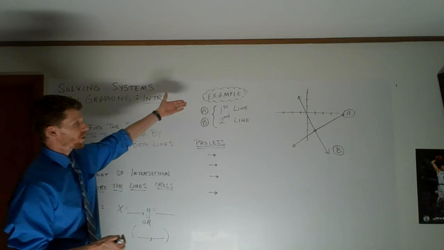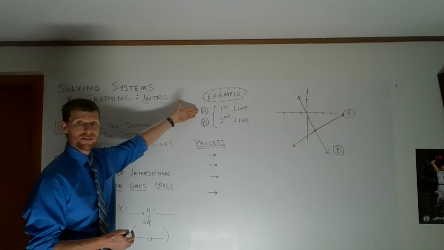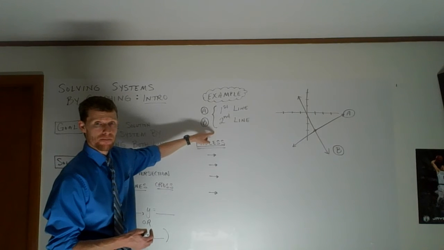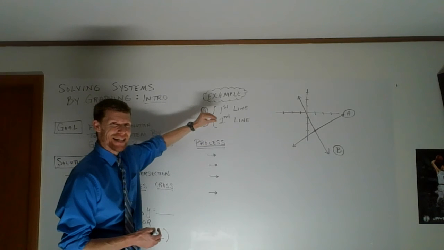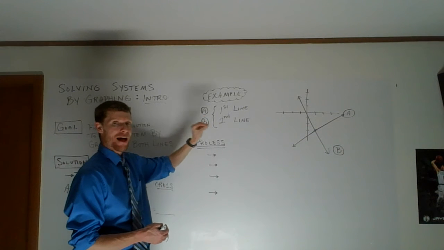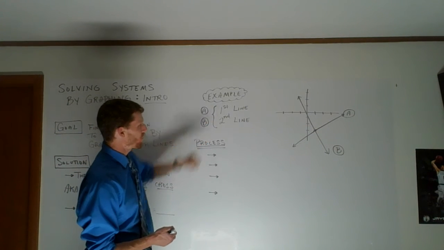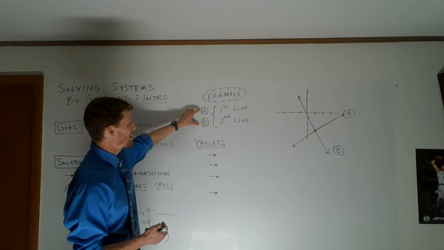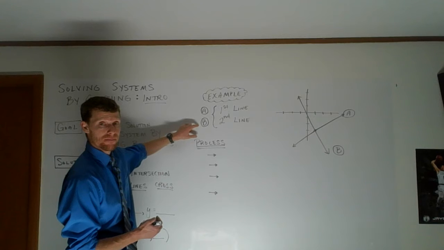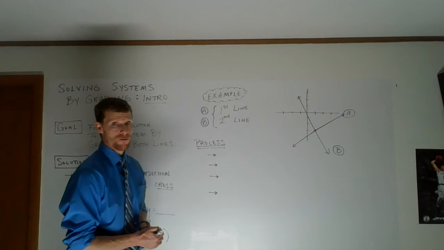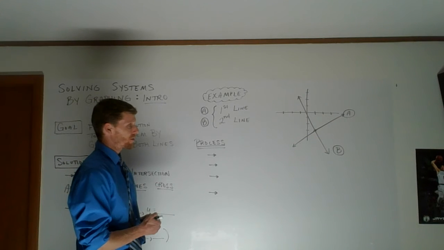So here's the example that we're going to do. Imagine we're given a system. Whenever you see this curly brace right here, that means that these two equations are tied together. They represent the same system. And you are looking for values of x and y that make both of those equations true. What I like to do is call one of the lines A and one of the lines B. And then the process that we're going to use is going to create that graph over there. And that'll find our answer.